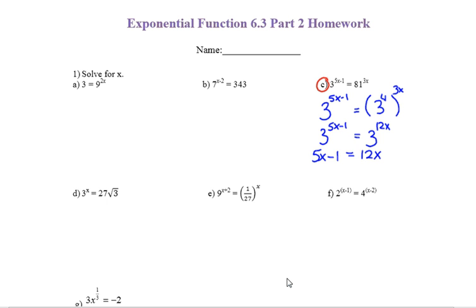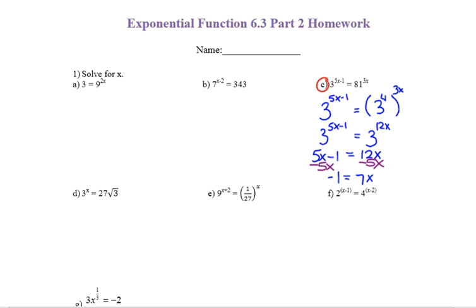In a situation like this, we want all the x's together and all the numbers together. So who do we want to move first? 5x. Now, 2 terms here, so are we going to divide or subtract? Subtract. Subtract 5x from both sides. We got negative 1 equals 7x.